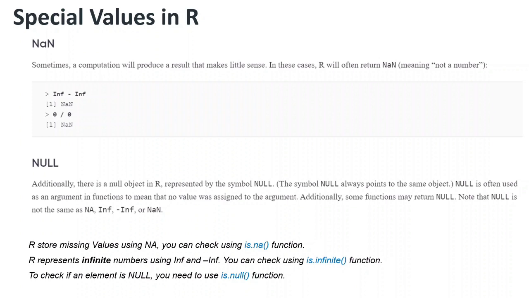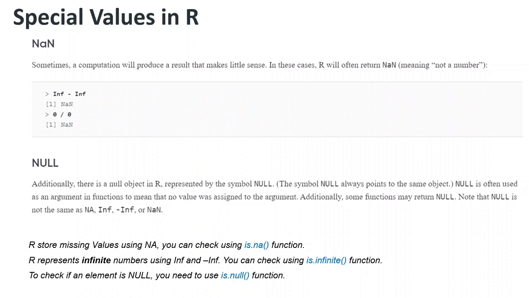The fourth and last one is NULL. Capital NULL is a symbol, or you can say a value, for any object in R programming. So NULL is an object in R. NULL is often used as an argument in functions.